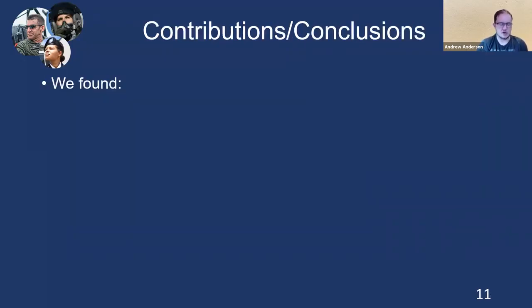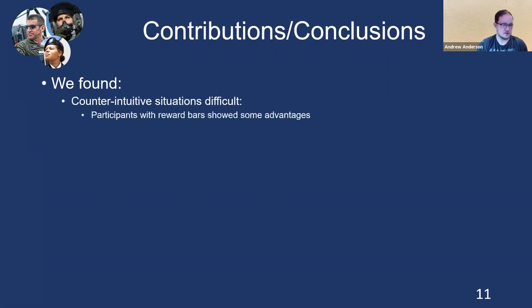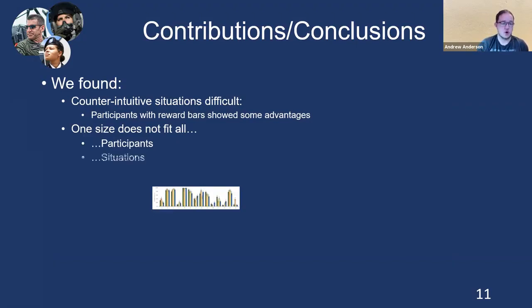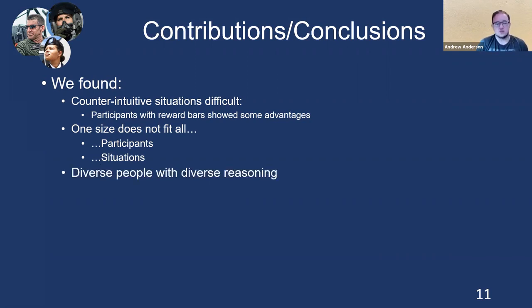So throughout this paper, here are some of the things we found. We found that counterintuitive situations are in fact difficult, but the participants with reward bars did show some advantages. We found that one size does not fit all participants, which we saw with the larger error bars, or situations, again, that varied behavior. What we did see was that diverse people had diverse reasoning for their predictions, and that warrants further investigation. And we also need an arsenal of empirical methods, both quantitative and qualitative, to hope to explain reinforcement learning to mere mortals.